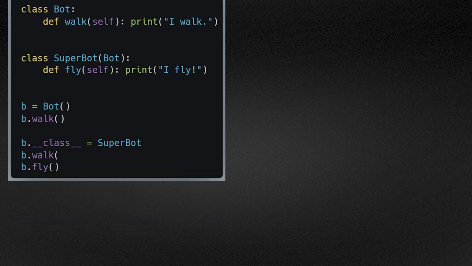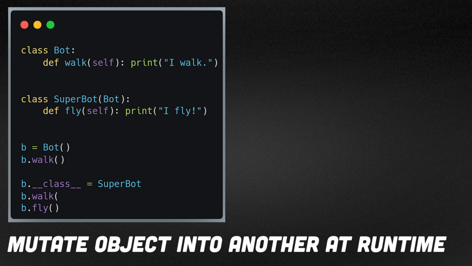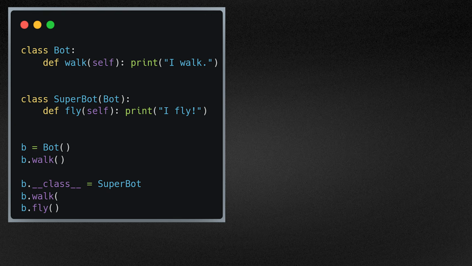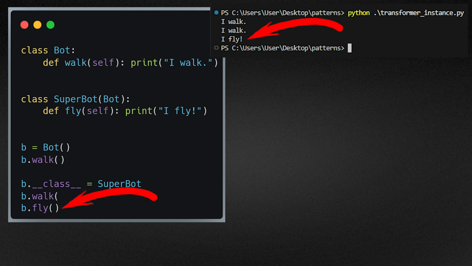In this file we mutate an object into another type at runtime. Every object in Python is tied to a class, and that class controls method lookups and behavior. If we assign a different class to __class__, we are telling Python to treat the same instance as if it were created from a different blueprint. That's why our bot suddenly gains new abilities like fly without creating a new object or changing references.